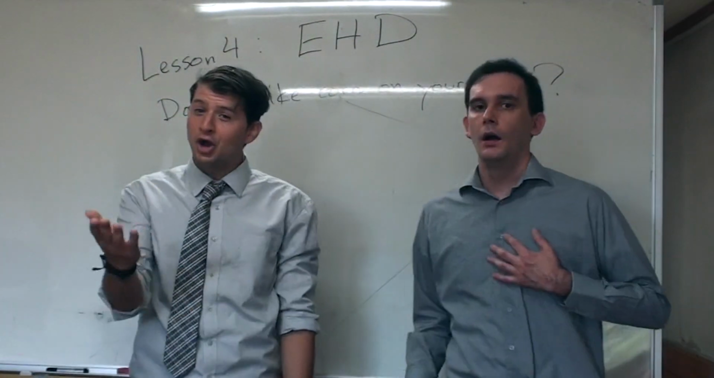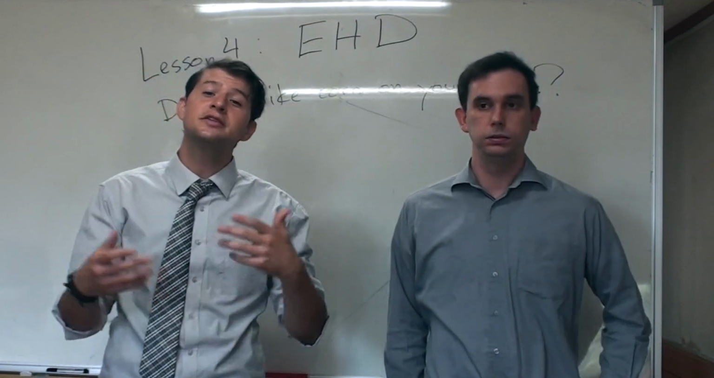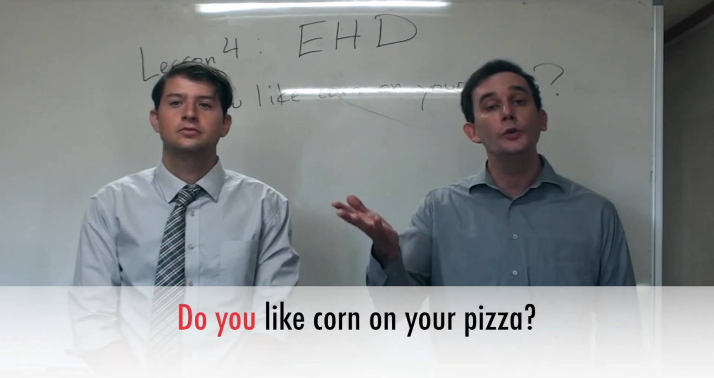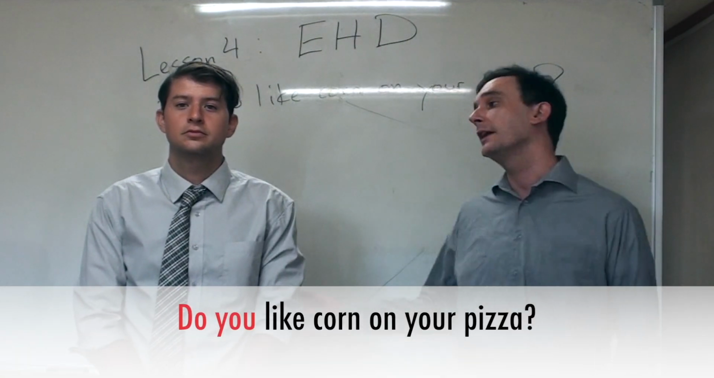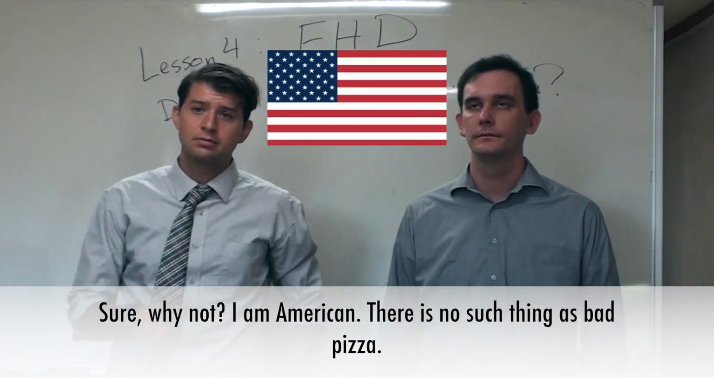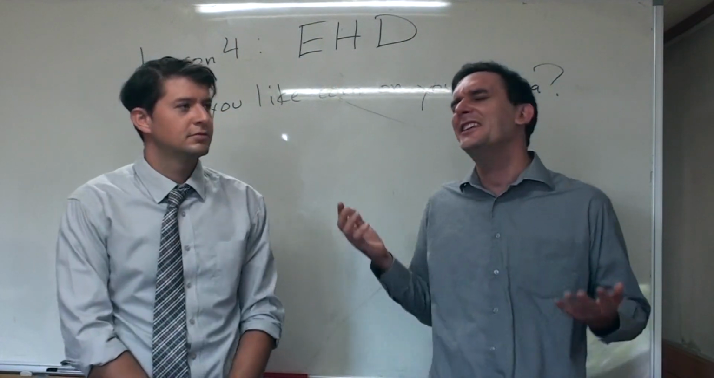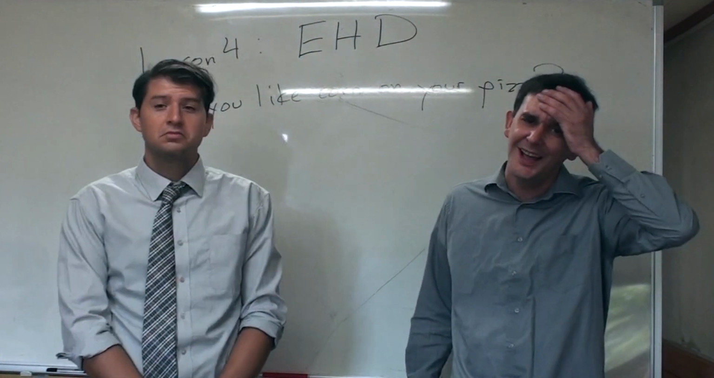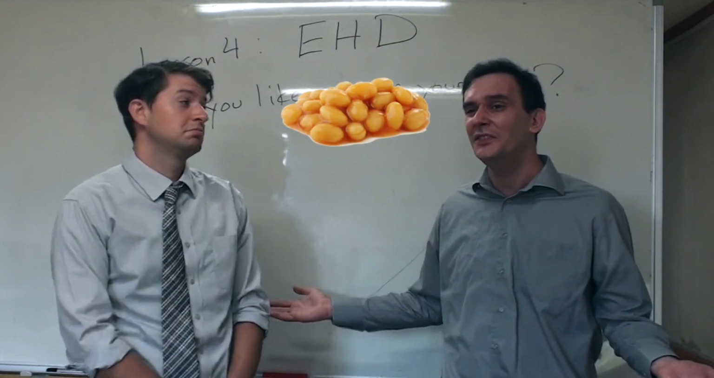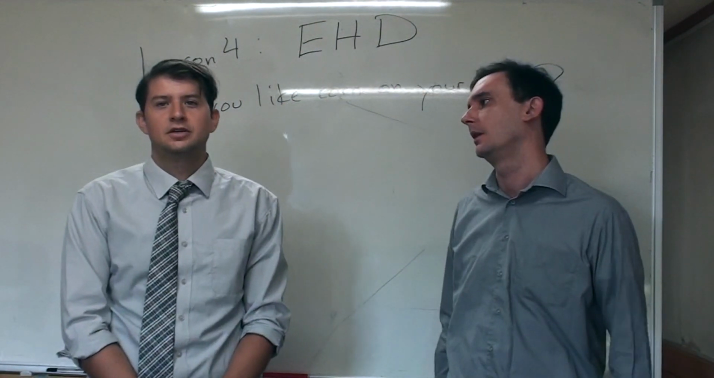There you go. So now you know how to ask yes, no, and open-ended questions using the simple present tense. Now we can ask the unit question, do you like corn on your pizza? William, do you like corn on your pizza? Well, sure. Why not? I'm American, and there's no such thing as bad pizza. What are you talking about? You like corn on your pizza? What's next? Oatmeal? Beans? When does the insanity stop?